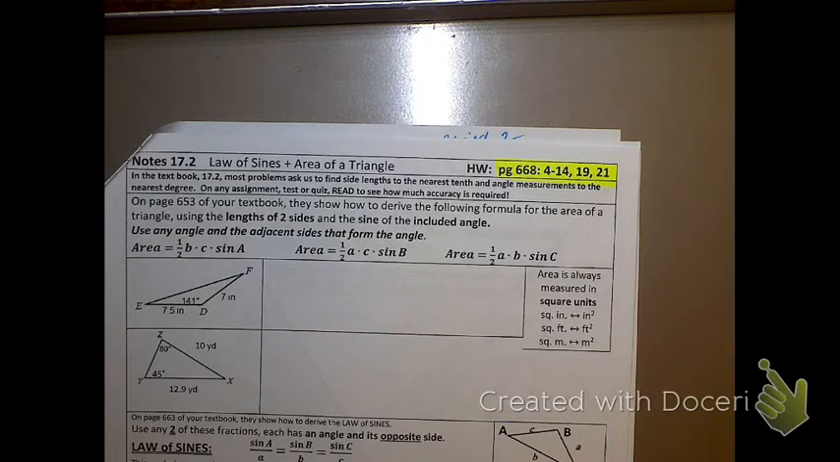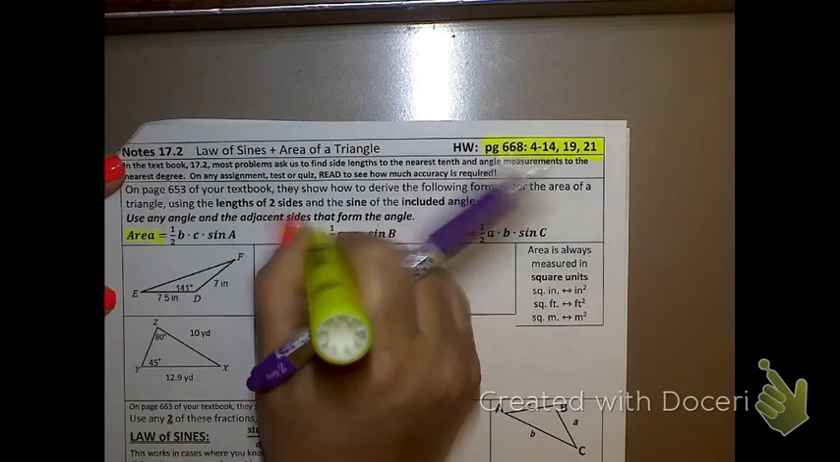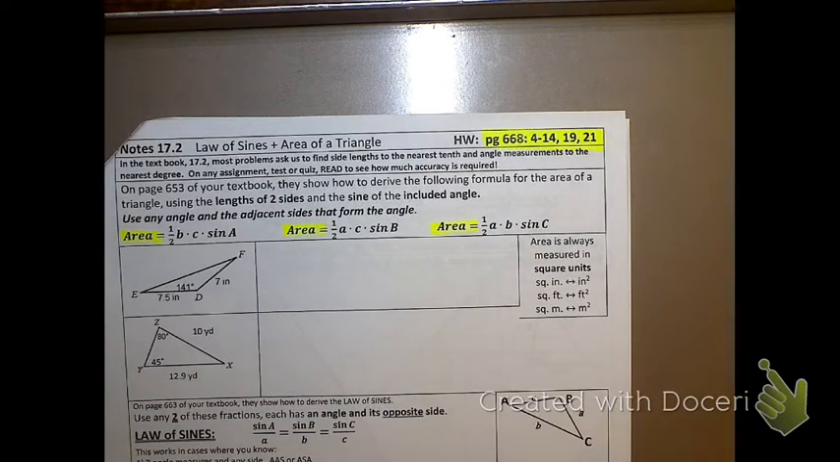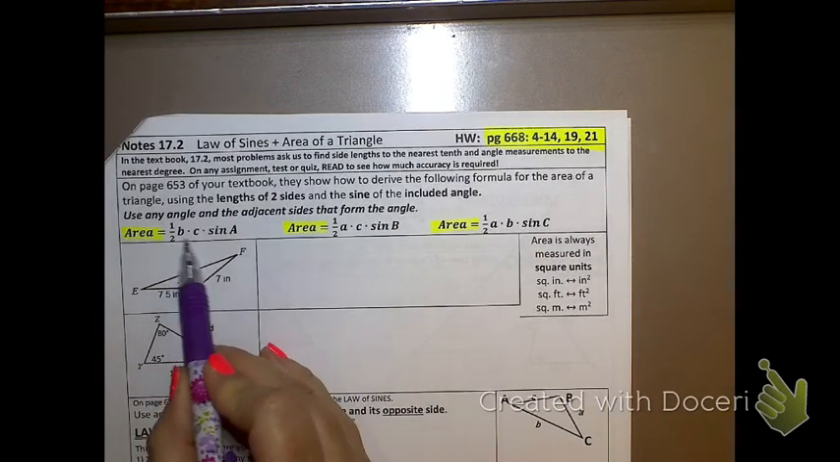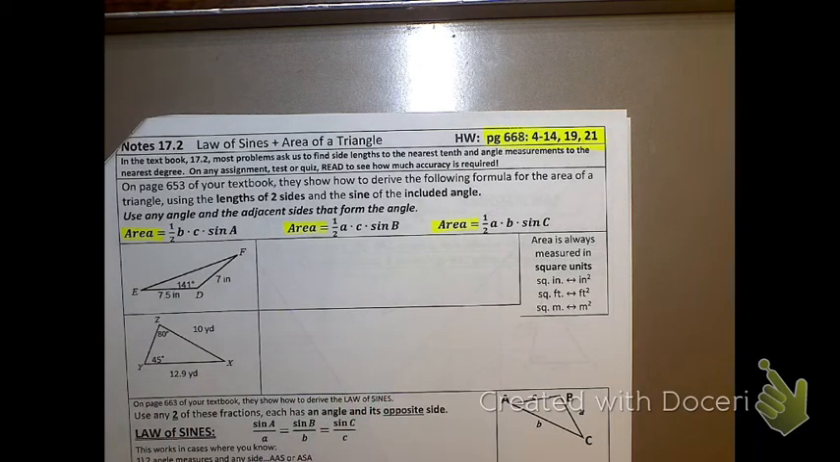Okay? All right, now, both the law of sines and the area of a triangle have a formula to them. You do not need to memorize the formula, though. You just need to memorize how you have to set up your problem. Okay? So the area one, I have 3 different ways that this formula is listed, but you don't need to memorize them. One of them is 1/2 BC sine A, 1/2 AC sine B, 1/2 AB sine C, and so on and so forth.